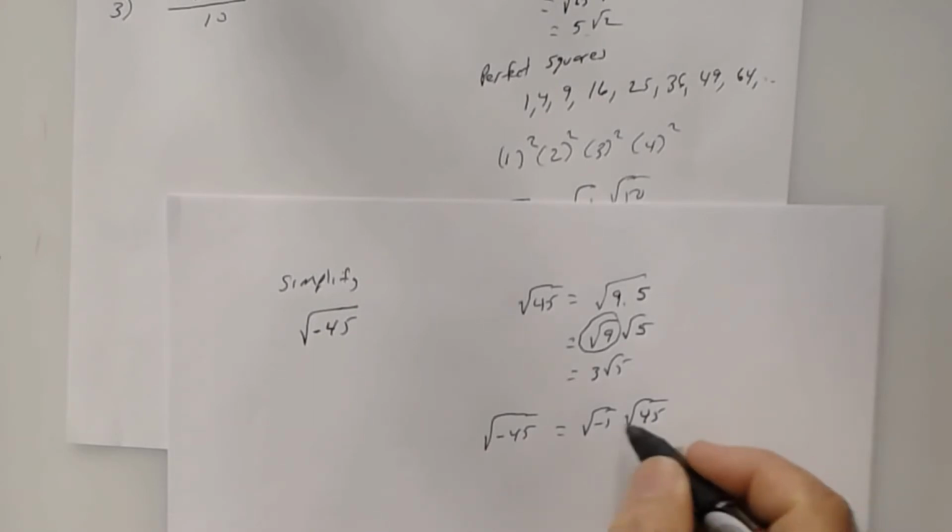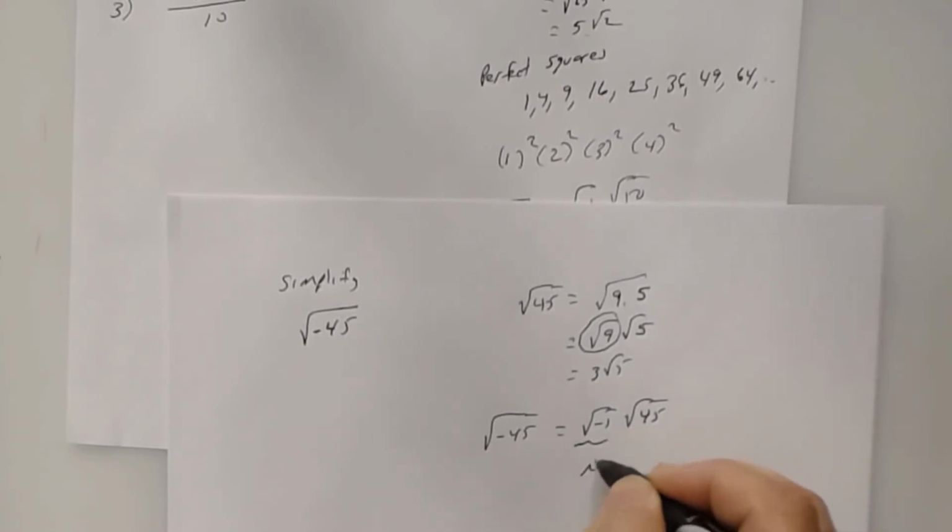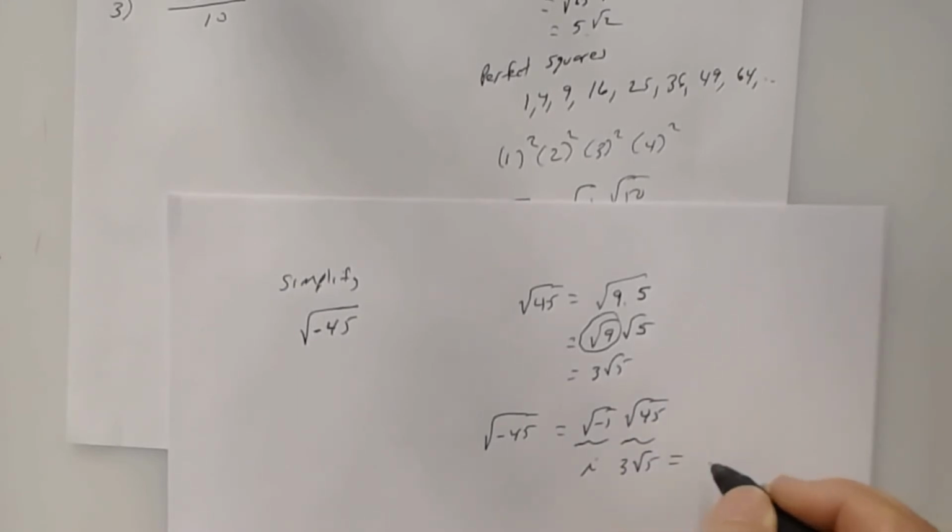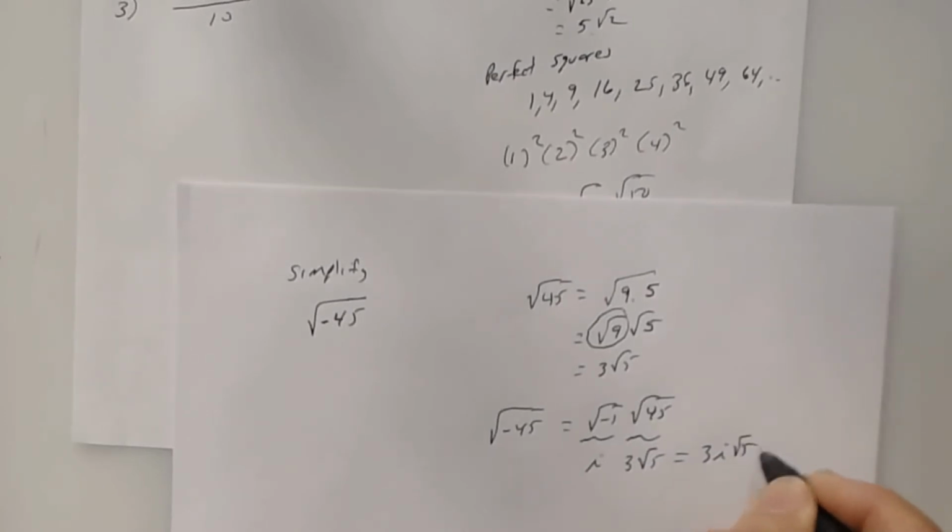Square root of 45. What's the square root of negative 1? i. What's the square root of 45? 3 square root of 5. So how are you going to write this? There are two ways you can write it. You can say 3i square root of 5. You can say 3 square root of 5 times what? i. Okay? All right, so that was a quick review of simplifying radicals from last semester.